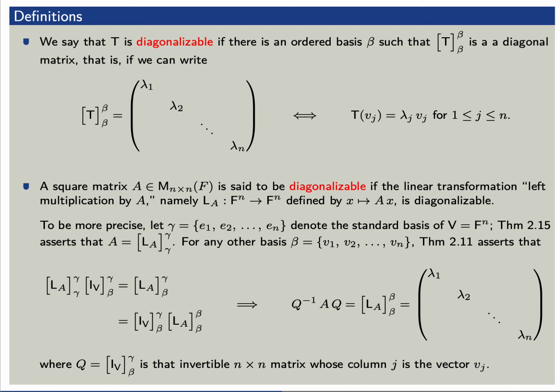We like to have a basis beta such that this product Q inverse A Q is a diagonal matrix. You'll notice that the word diagonalizable really means able to be made diagonal. That's essentially what we're doing here, trying to find a basis beta either for the linear transformation T or for the matrix A such that we can make a matrix diagonal. We'll continue with a couple more definitions here.